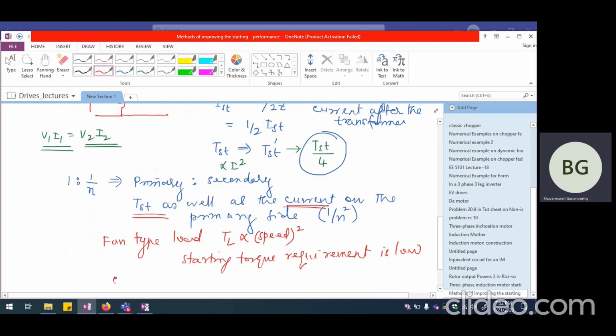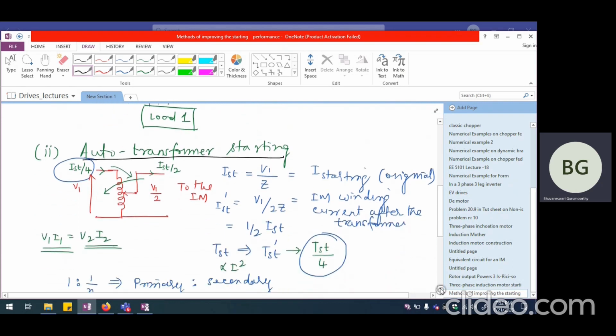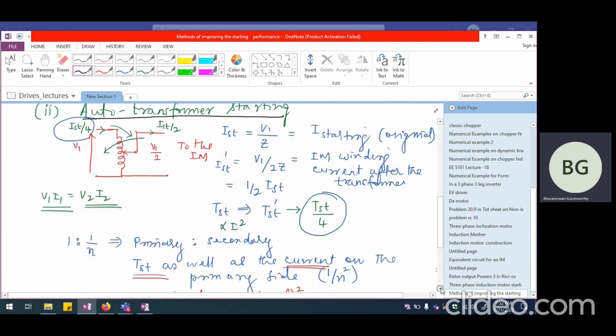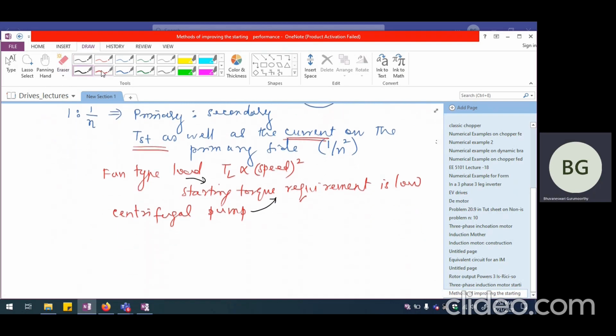The same way, a centrifugal pump is very similar to the fan type load. So in the centrifugal pump also, the starting torque requirement is low. In those cases, this kind of auto transformer starting, or a transformer with a step down turns ratio, will work fine because the current will be decreased and the torque will also be decreased quite a bit. So this is one of the starting methods commonly used in many cases where the starting torque requirement is not too high.